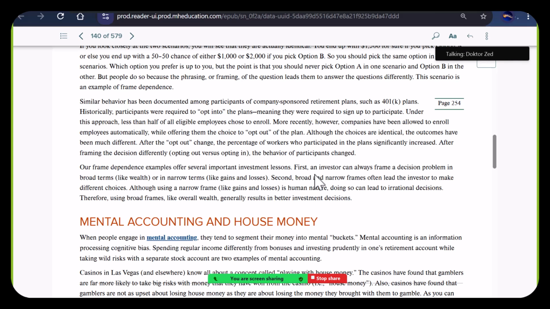But when the choice was you had to opt into the plan, not many people enrolled in it. But as soon as companies have been allowed to enroll employees automatically, they gave them the choice to opt out. And choices are identical, but outcomes are different. After the opt out change, percentage of workers who participated in the plan significantly increased because it's about the framing of the decision. People and students are actually a lot more likely to have an aversion to making decisions when they don't have to make decisions. Sometimes not making a decision is a decision in itself.